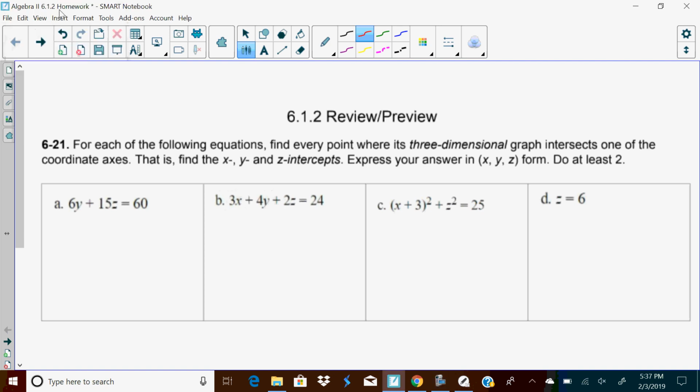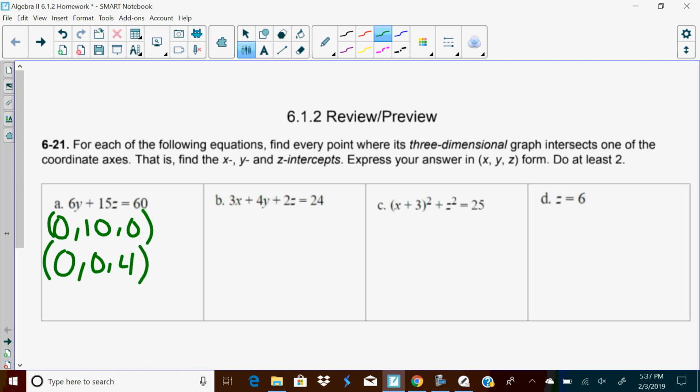Okay, here's the video for the 6.12 review preview. For 6.21, you're supposed to find the intercepts for the axes. So you just divide, because the other one would be 0. So y would be 10, so it would be 0, 10, 0. And z would be 4, so it would be 0, 0, 4.